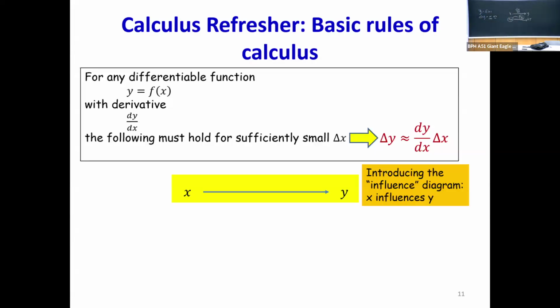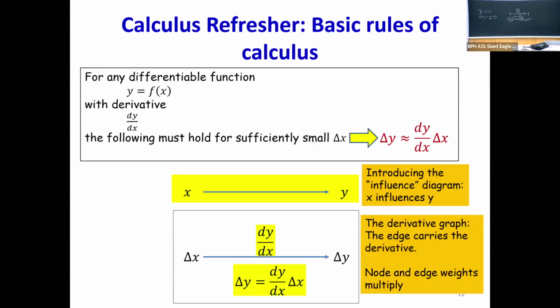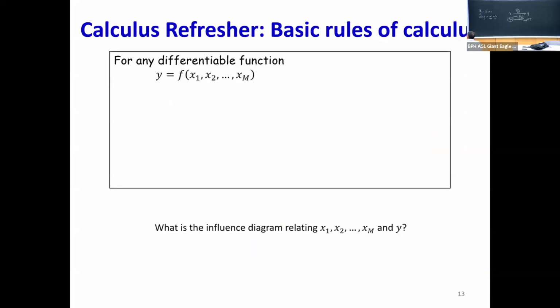What this picture means, right? So in the derivative graph, the edge carries the derivative. And so any increment of the input is going to multiply the corresponding weight of the edge to give you the corresponding increment in the output, okay? So we're going to use this figure again.